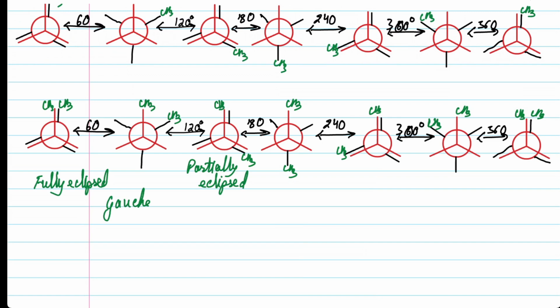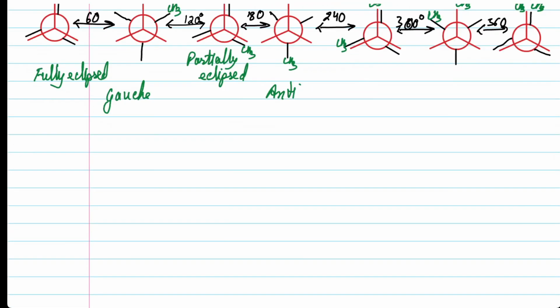Now, the fourth structure has the lowest energy. It has the alkyl groups the farthest from each other. The lower the energy of the structure, the more stable it becomes. So this particular structure is the most stable one, and this is what we term the anti structure. Again, the next structure is partially eclipsed, the next structure is Gauche, and the last structure is fully eclipsed.